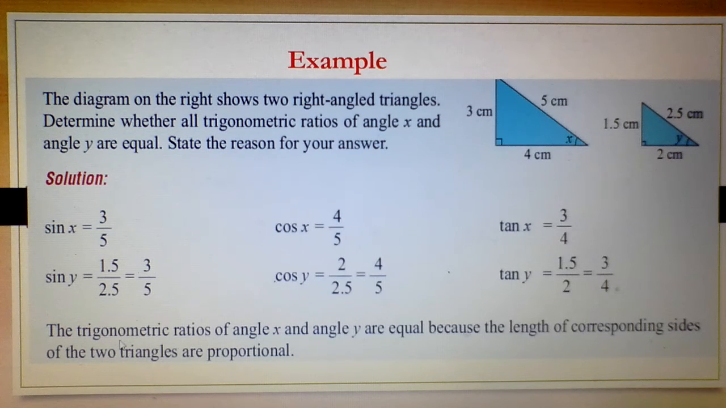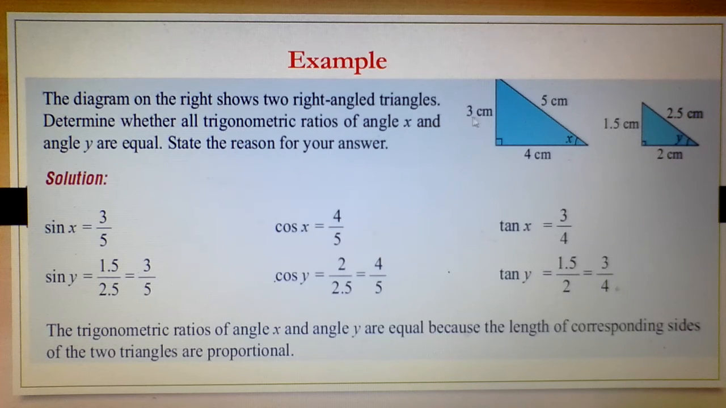So what is the conclusion for this one? The trigonometric ratios of angles x and y are equal because the lengths of corresponding sides of the two triangles are proportional. So what is proportional here? This side, 3 cm, reduced to half is 1.5. All the sides reduced to half. 4 cm reduced to 2, 5 cm reduced to 2.5, meaning it is proportional. When it is proportional, then the values of trigonometric ratios are also equal.